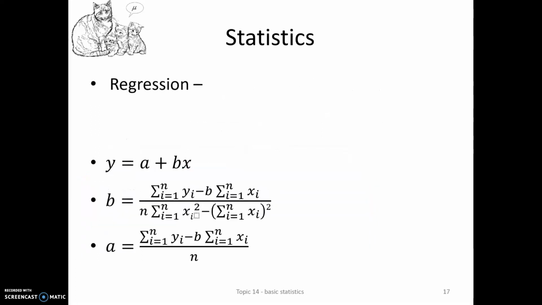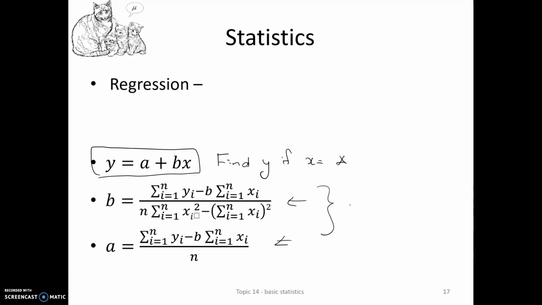Then we will use this to try and predict the value of one of the variables given the other. So we would work out a relationship like that, and then we would say find y if x equals whatever. Now again, x is given to you, but to find b and a are really nasty formulas again. But we're not going to use them. We're going to use the calculator to find those.